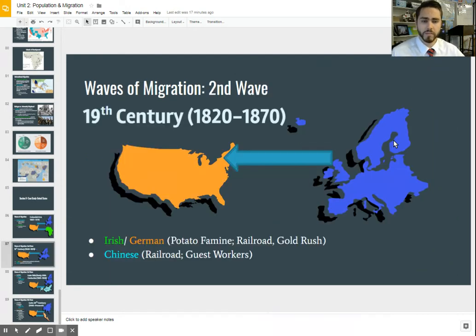The second wave of migration was in the early 19th century to the mid-19th century. So as you can see there, it's 1820 to 1870 is the time period we generally give to it. And this is characterized by another large-scale wave of migration, and it's mostly Irish and Germans. And the main reason why you have a large Irish population especially is because of something going on there, a big push factor in the potato famine.